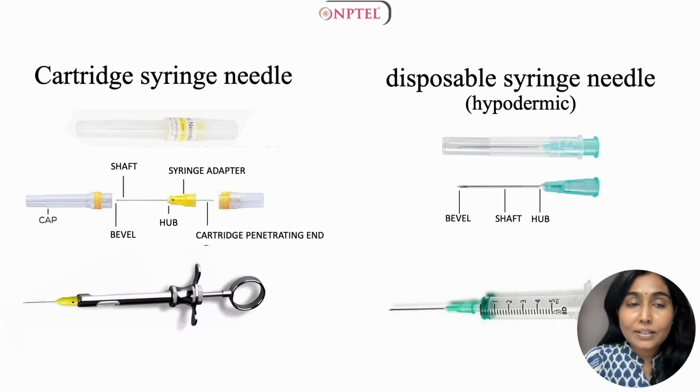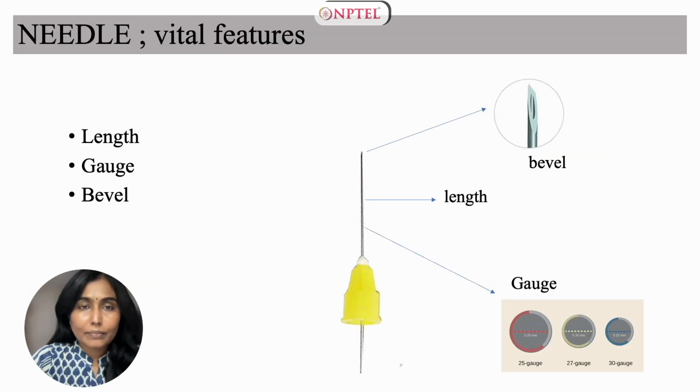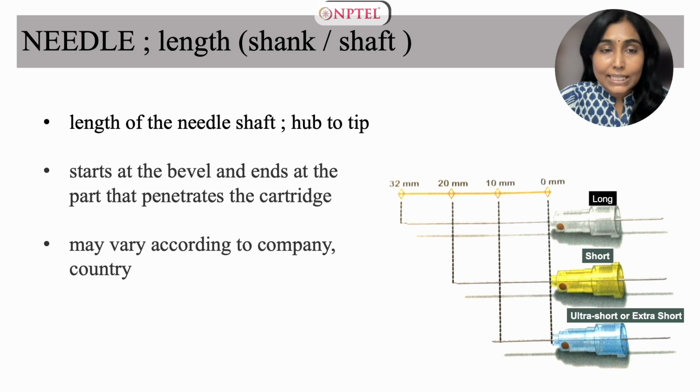In contrast to the cartridge syringe needle, the needle of the disposable syringe has only one end, while the parts remain the same with a hub, shaft, and a bevel. Also, these needles come with a sheath. Irrespective of the syringe system used, three features are vital to any needle: the length, gauge, and bevel. These features determine the clinical characteristics of the needle, their safety features, and their indications. Let's go into the finer details now.